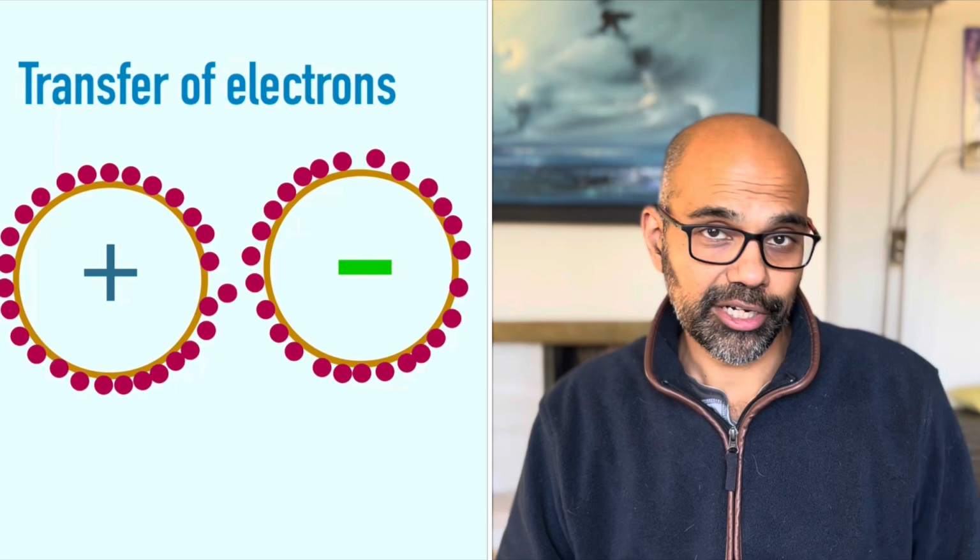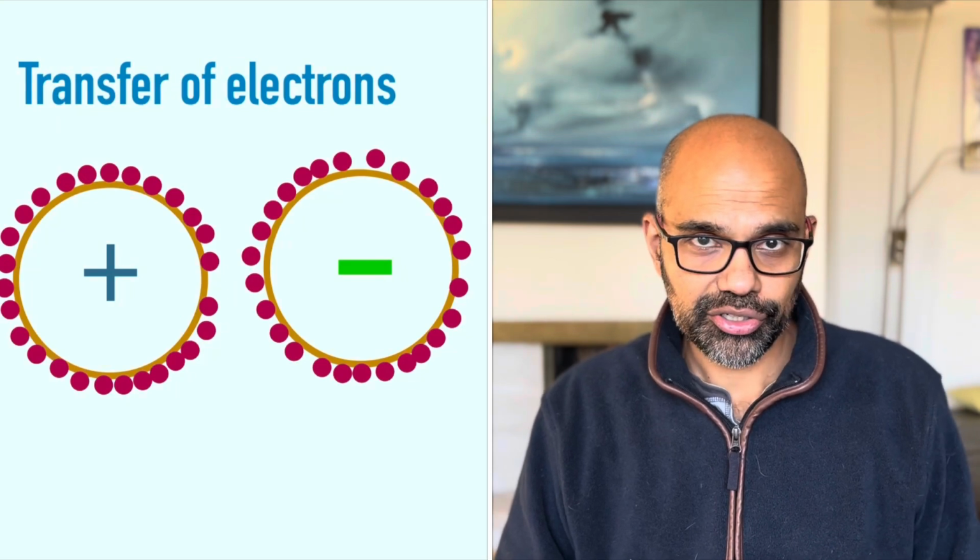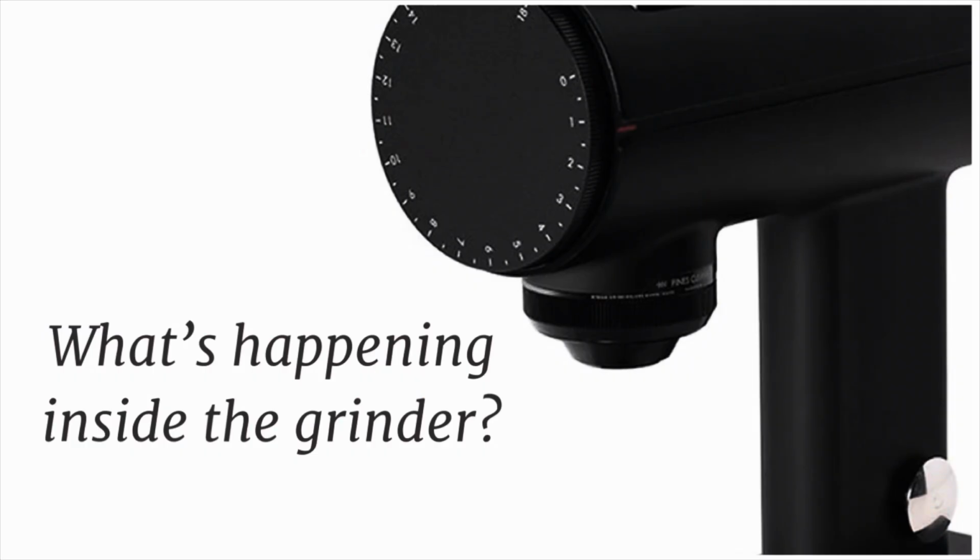So how does this actually occur? Now we don't exactly know how it occurs, but there are some theories. One of the theories is that when two particles rub against each other, there is transfer of electrons. The particle which gives up the electron becomes positively charged, and the particle that takes up the electron becomes negatively charged. What happens in a grinder?